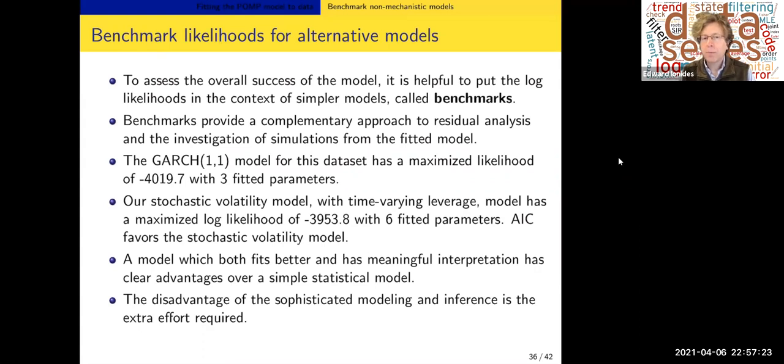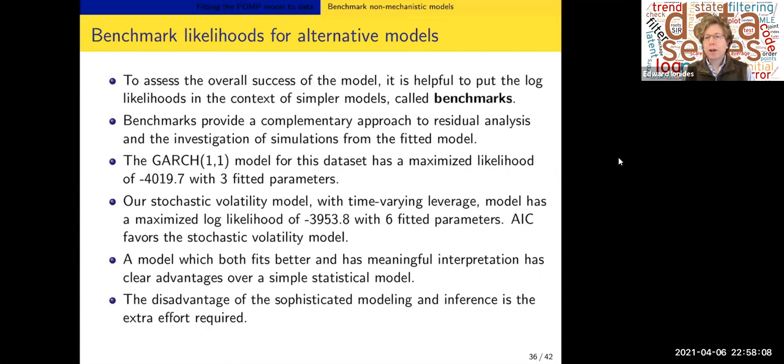We have 6, but that's quite a lot of likelihood advantage for the stochastic volatility model, and certainly AIC favors it. This is 70 odd units of log likelihood. So that's really pretty strong evidence that this model is fitting better than GARCH. It also has extra interpretability. It's a stochastic volatility model. You can see exactly how the volatility is evolving and how the leverage plays into it.